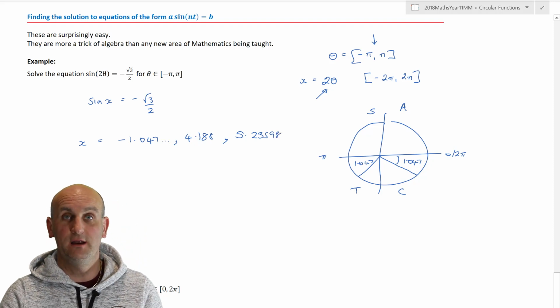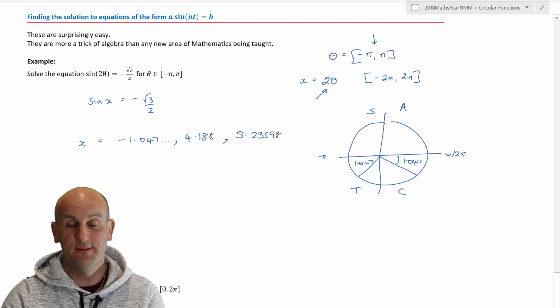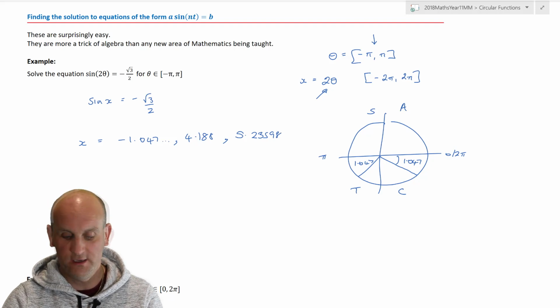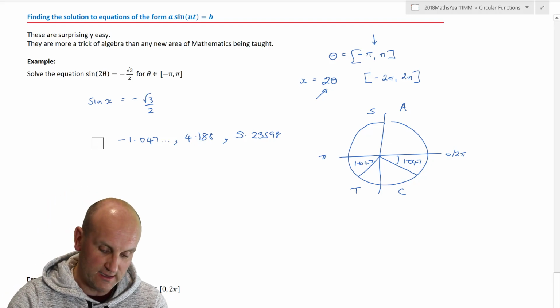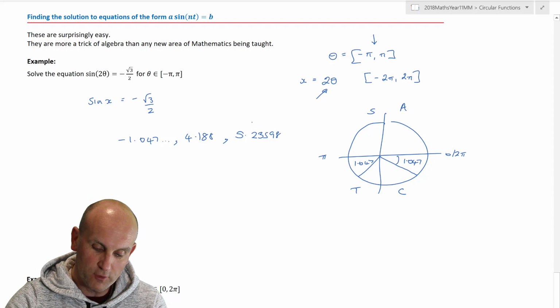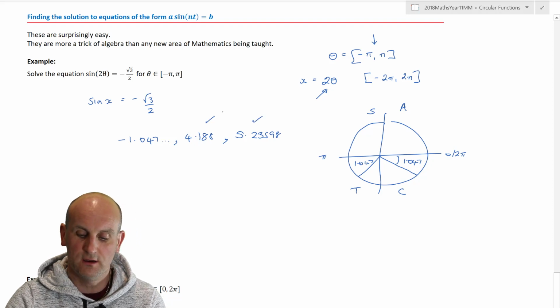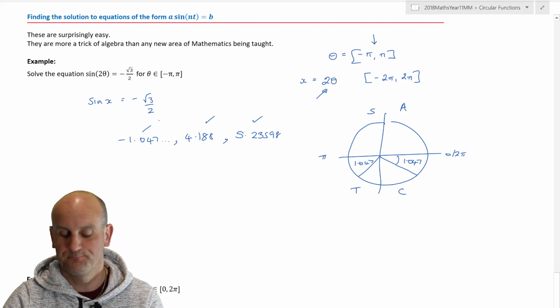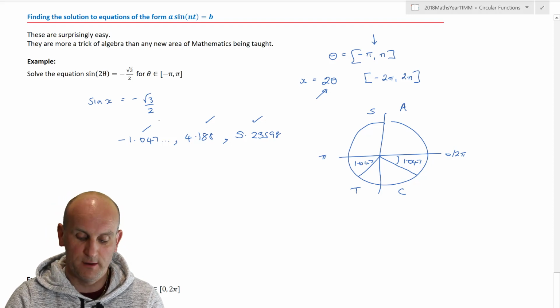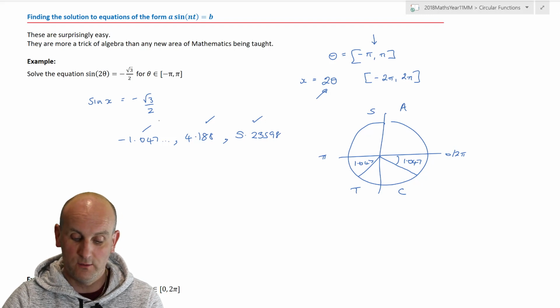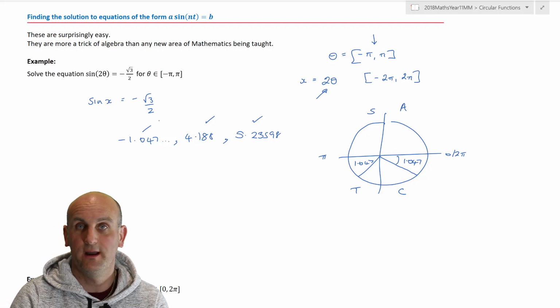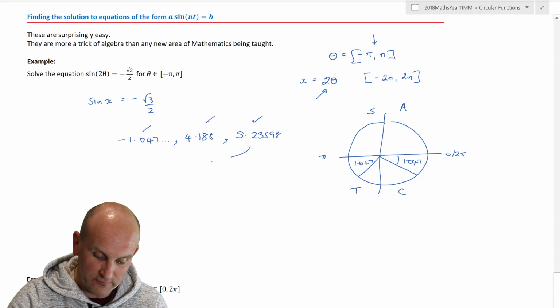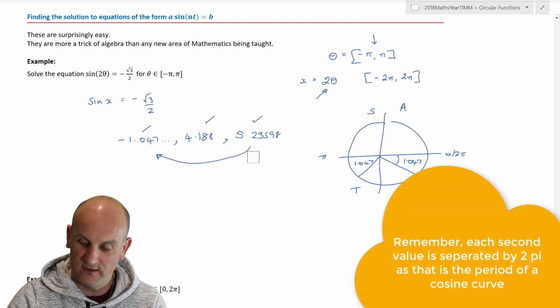Now, do I have all my values? Sadly not, because I'm expecting 4 values. So I'm going to delete that x because I've got 1 value, 2 values between 0 and 2 pi, but I've only got 1 value between minus 2 pi and 0. Well, one of them was minus 1.047. How am I going to do the other one? Well, I can take away 2 pi.